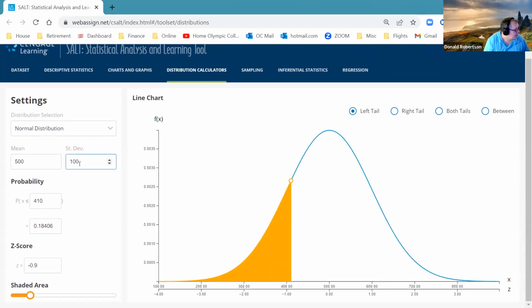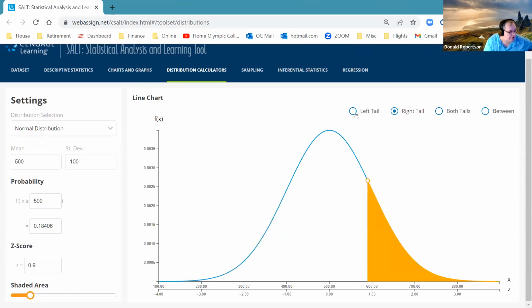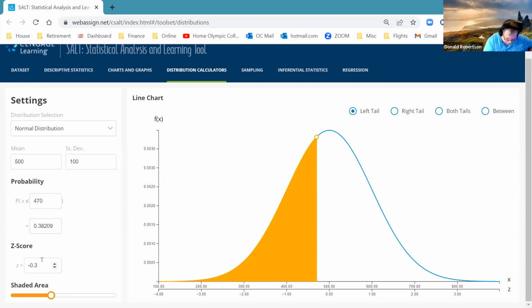And they want to be below. When it's below it's left tail, when it's bigger than it's right tail. Okay, so I want below, and I want below 470. So I go and I say, you can see it here, less than, below 470. And the Z-score is written down here as negative 0.3. And the proportion of people in your sample who would have that ends up being this guy here, 0.38209.